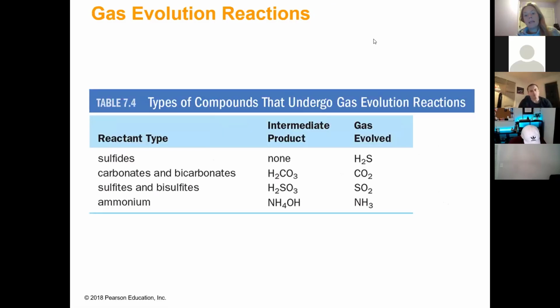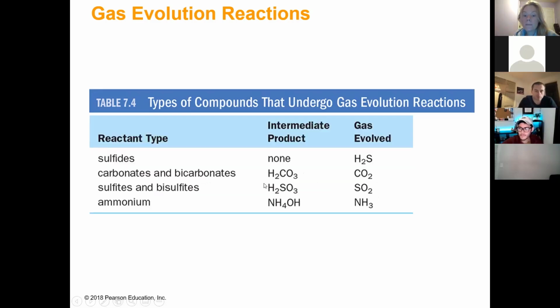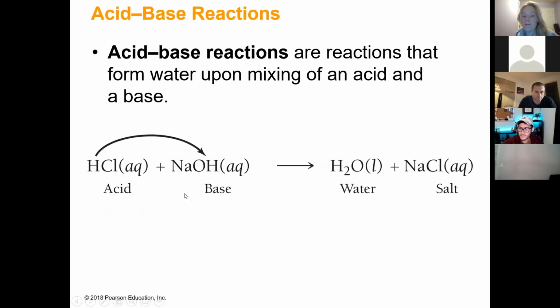So sometimes when you mix acids and bases together, you can get what's known as a gas evolution reaction. This is where you have an acid, it combines with some sort of base, and you produce water, a salt, and a gas. I am not expecting you to predict the products of a gas evolution reaction. I do expect you to be able to predict the products of something like this. I could give you this, and you'd be able to tell me those are the two products. Why? Because if it's acid-base, you're going to get water and a salt.